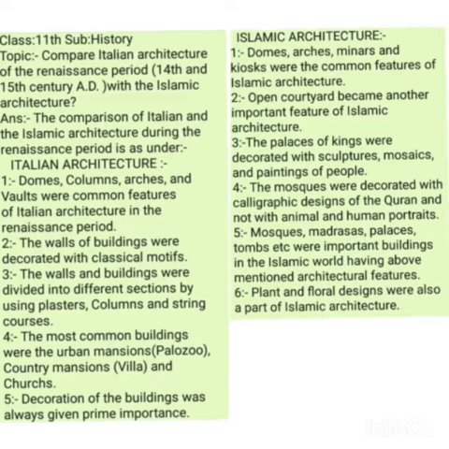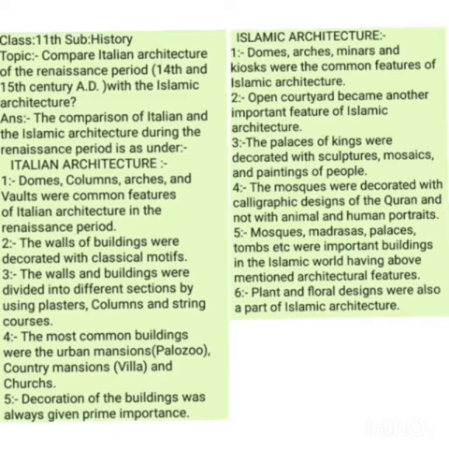Now the Islamic architecture. The features of the Islamic architecture. Number one, domes, arcs, minars, and kiosks. Kiosks means chhatris, which were a common feature of Islamic architecture.